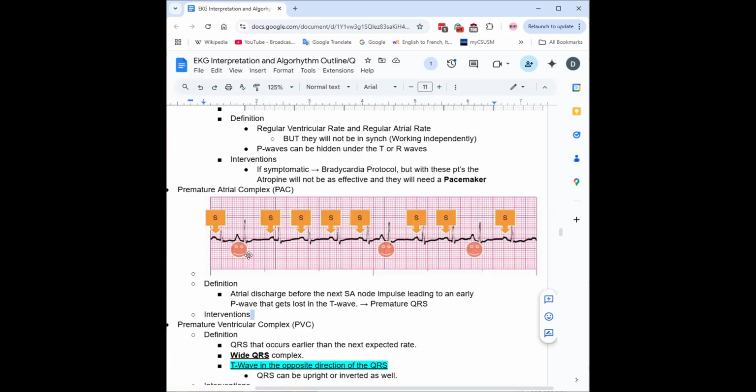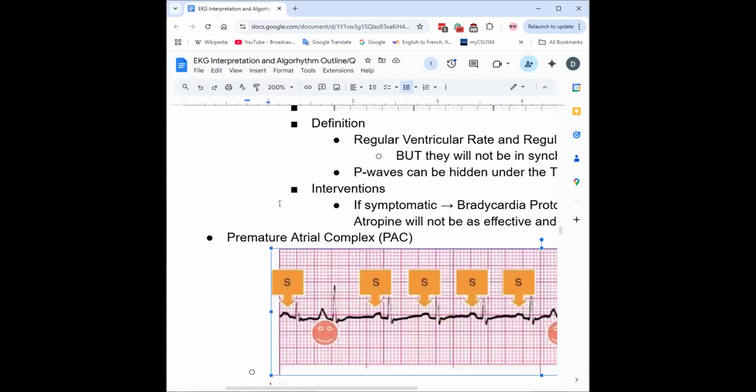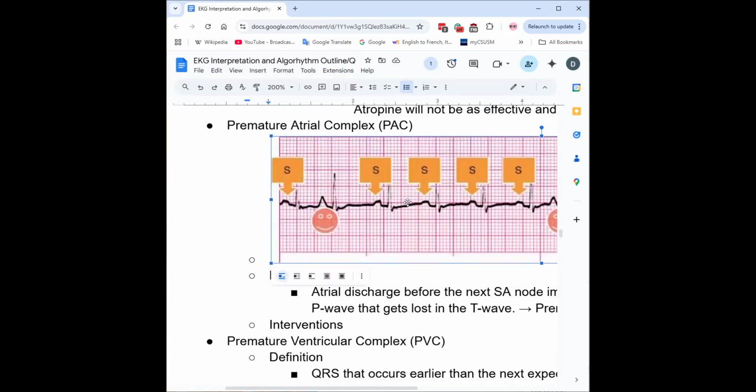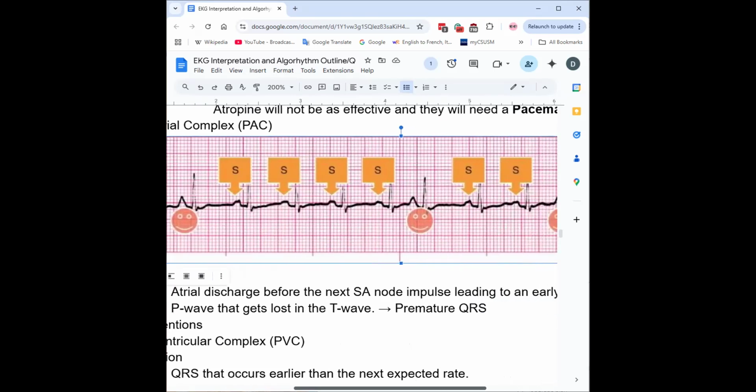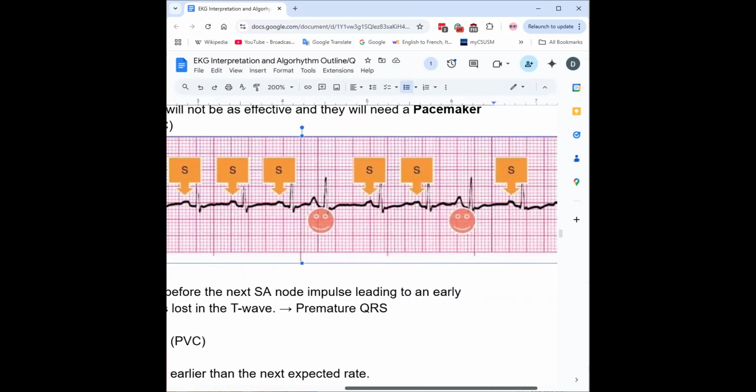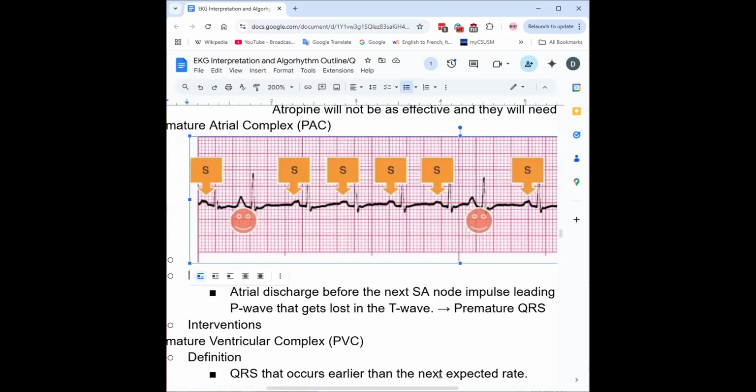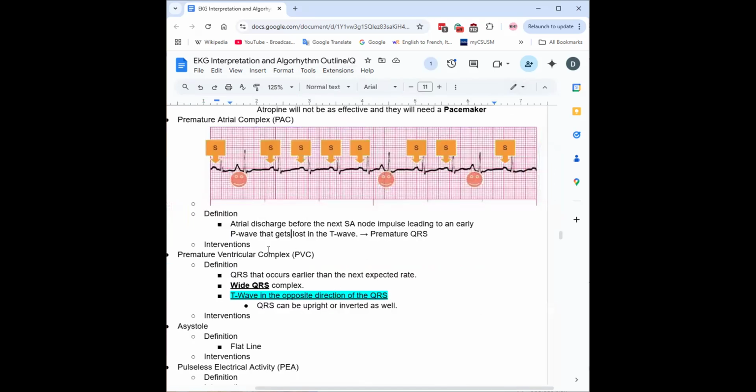Here, I believe it's the smiley face every time you have a PAC. Something I find interesting in a lot of the strips that have PACs is that the P wave will look kind of peaked. If we zoom in on this one, P wave, P wave, P wave, P wave, P wave, and then the PAC P wave is kind of a peak. It is kind of tall. That's just something I noticed.